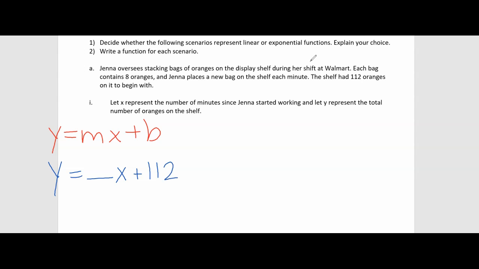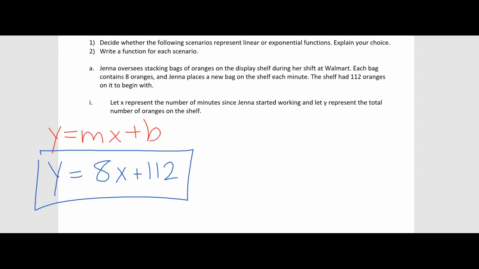Well, the slope is just by what number does the y value increase or decrease as we change the x value? Well, for every new minute, there are 8 new oranges added to the shelf, because every bag contains 8 oranges. So we are increasing our y value by 8 each minute. So y equals 8x plus 112. That would be the function or the equation that represents this scenario.